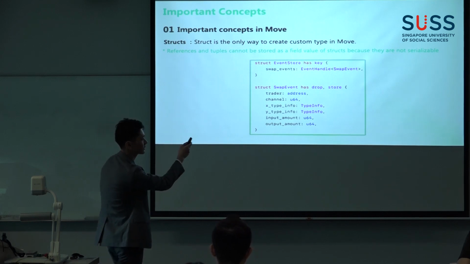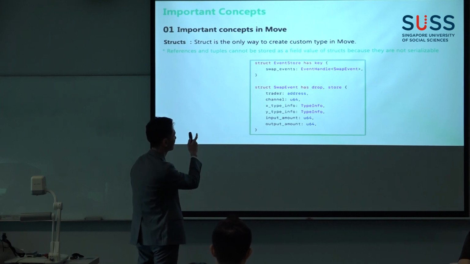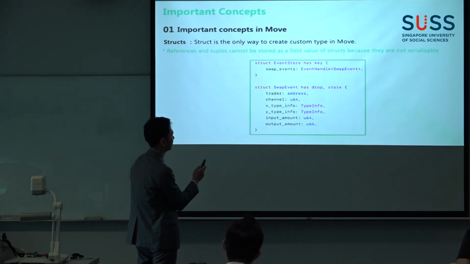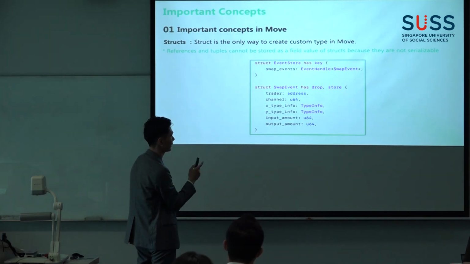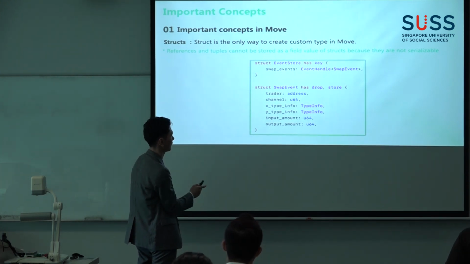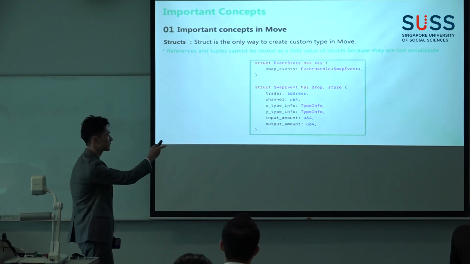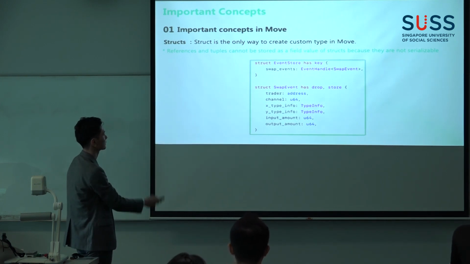And here we can just get familiar with the shape of a struct. So we have the struct keyword, and then the name of the struct, and then the keyword has is very important. It indicates what capabilities this struct has. The first struct has the capability key, and the second has the capabilities drop and store. We will discuss capabilities later on. And yeah, the struct can store different types of variables.